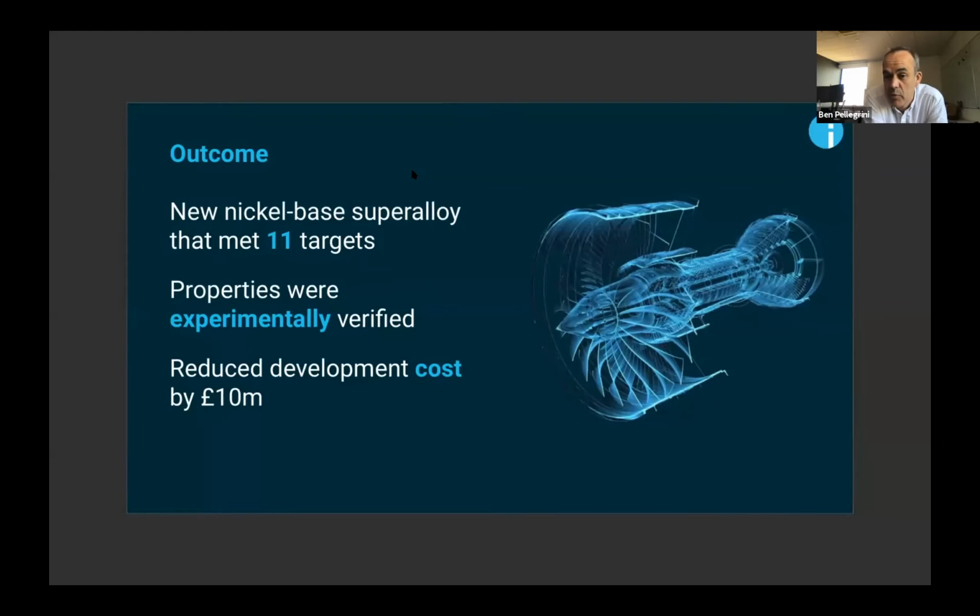Machine learning can overcome this by using historical data combined with first principle simulation to understand the underlying correlations in this data and deliver models that can propose new alloys in a fraction of the time. In this case, a new nickel-based alloy, superalloy, was proposed that achieved the 11 target properties set. It was experimentally verified and patented, the whole project taking less than 1.5 years, reducing the development costs by around $10 million.